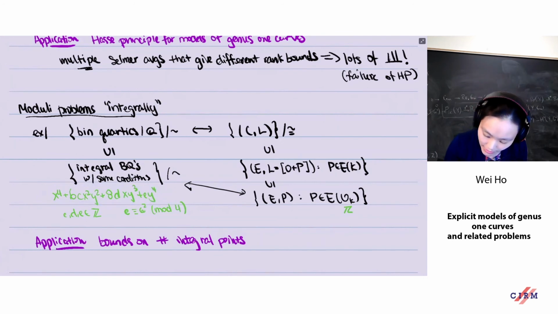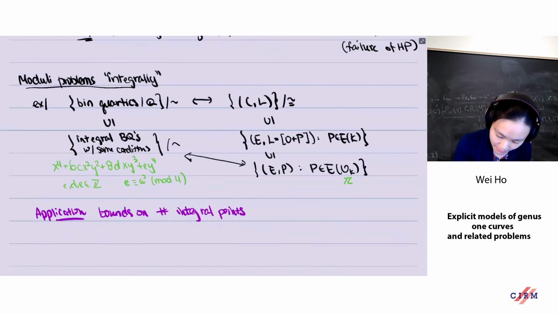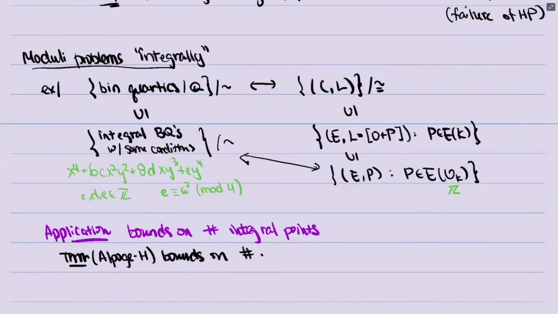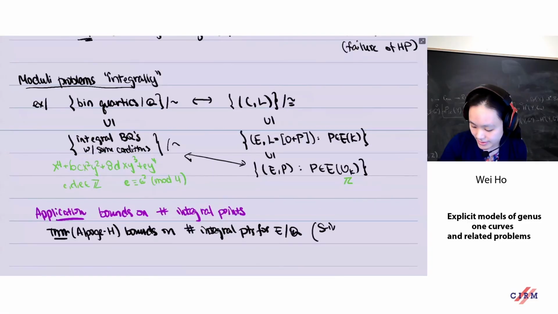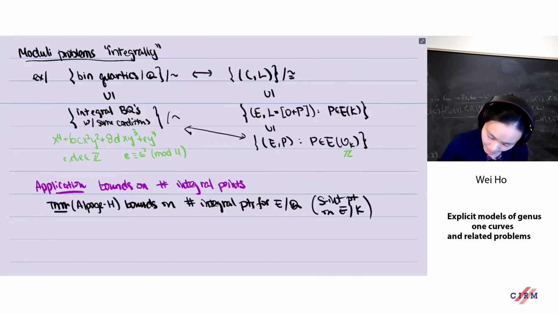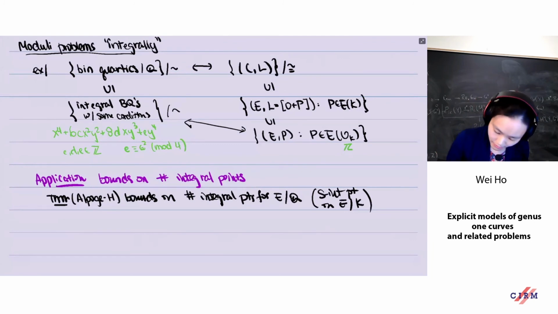And this requires quoting some results from Diophantine approximation, but maybe I'll just write a theorem with Alpoge, Levent, and myself, and you get bounds on the number of integral points for elliptic curves over, say, Q. Actually, we can do S-integral points on elliptic curves over number fields in general. But the formula has become more complicated, of course.